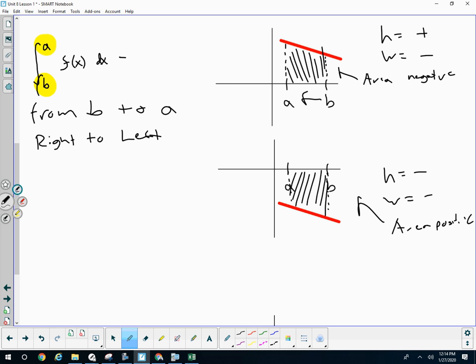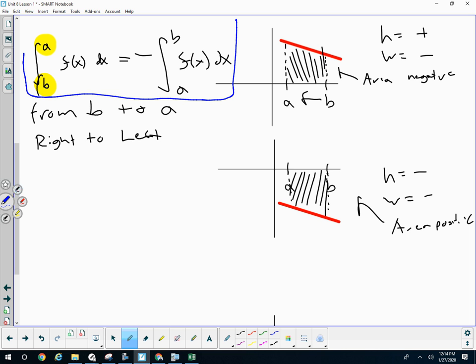What that means is, if you're going from right to left, your area is the opposite as it is from left to right. Whenever you're asked to find an integral, an area from like 4 to 1, I would say, you know what? Just find it from 1 to 4, but then take the opposite of your answer. Does that make sense?